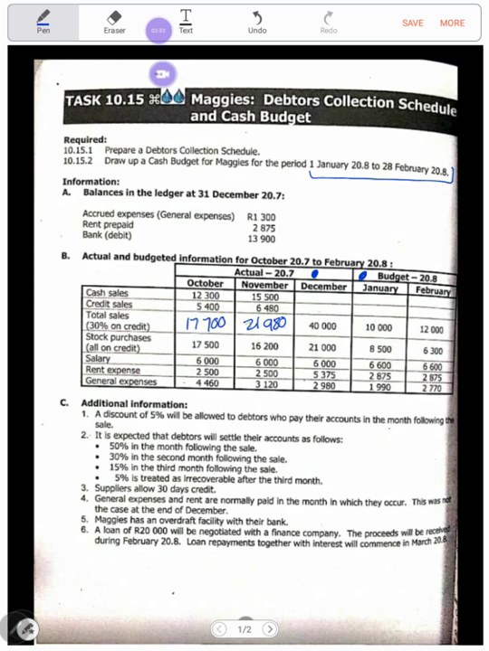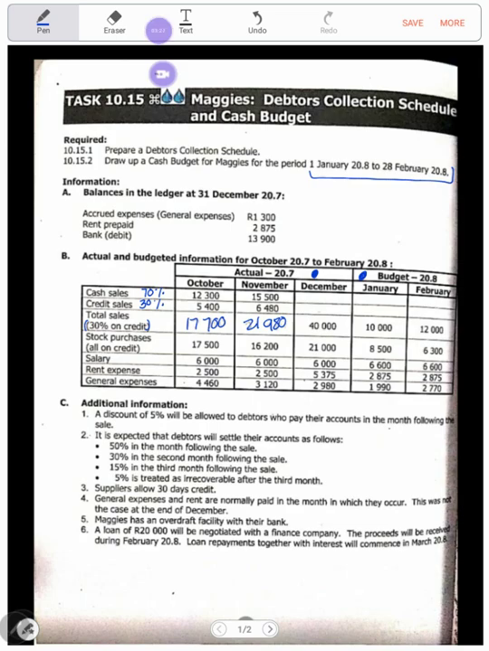And in this bracket over here, they told us that credit sales is 30% of our total sales. So immediately you can put your 30% there just to make sure that you don't miss that. And the difference obviously will be your 70%. So let us work out our credit sales.